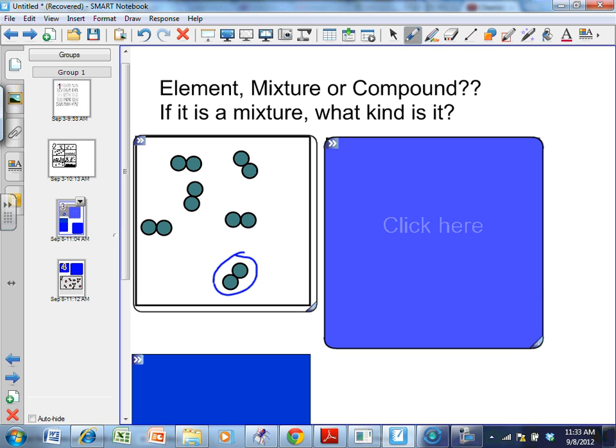A molecule is when you have two or more atoms that are chemically joined. In this case, the atoms are the same, so it's a molecule of an element. We call this a diatomic element. Each one of these is a molecule because there are two atoms in each molecule of the element. So this is a diatomic element.